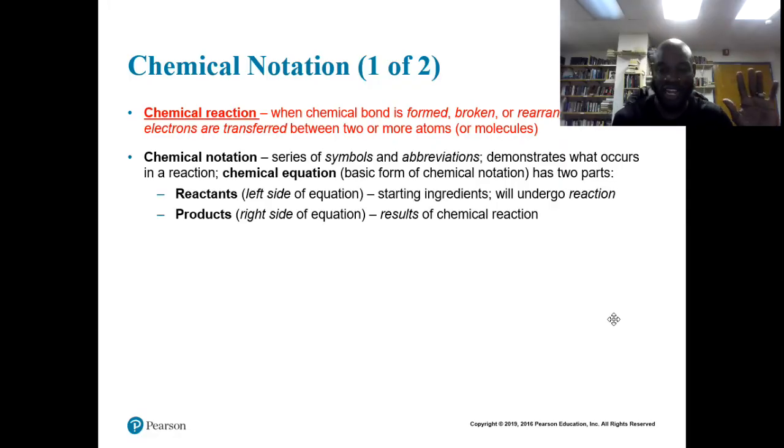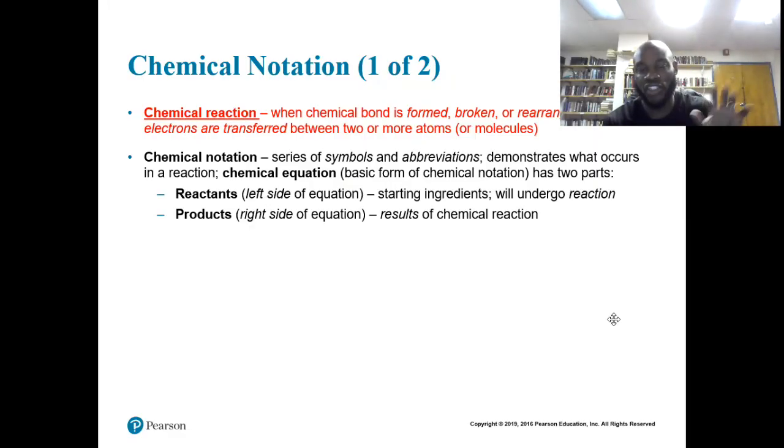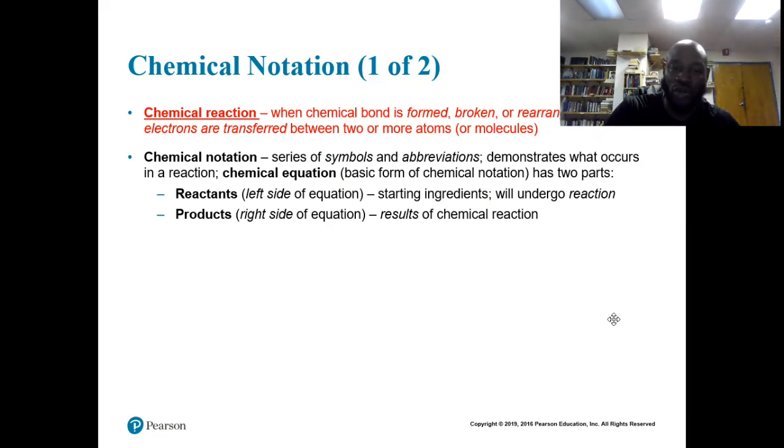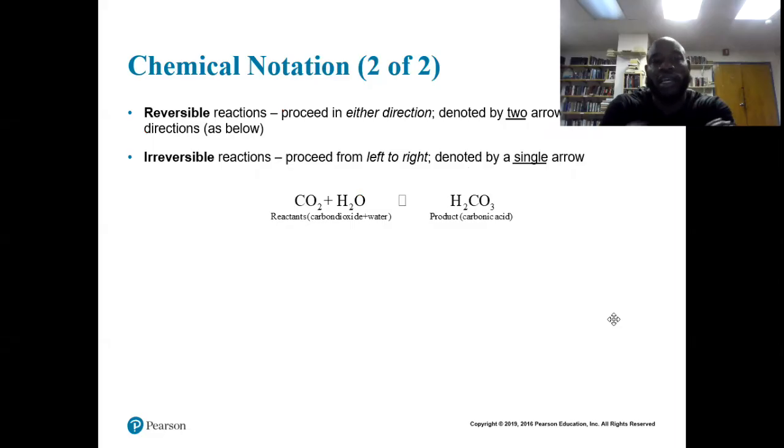On the left side of the reaction, we have the reactants, hydrogen and oxygen, the starting ingredients. And then on the right side, we have the product, which would be water, if we're making water, for instance. That is a chemical equation. And here we have a little bit more about that.